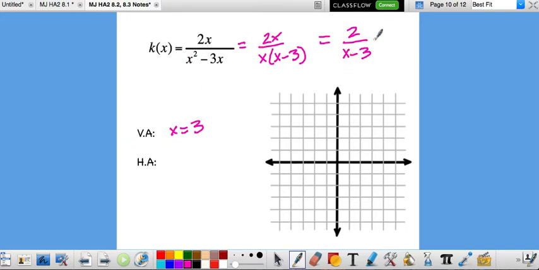Our horizontal asymptote is y equals 0, since our degree on bottom is bigger than on top. So we have the horizontal asymptote here. We have a vertical asymptote here. And we're just going to plug in some numbers, and we can plug them right into this equation. So if we plug in like 2, 2 minus 3 is -1, 2 over -1 is -2. Plug in 1, 1 minus 3 is -2, 2 over -2 is -1. This part kind of is going to look like this.